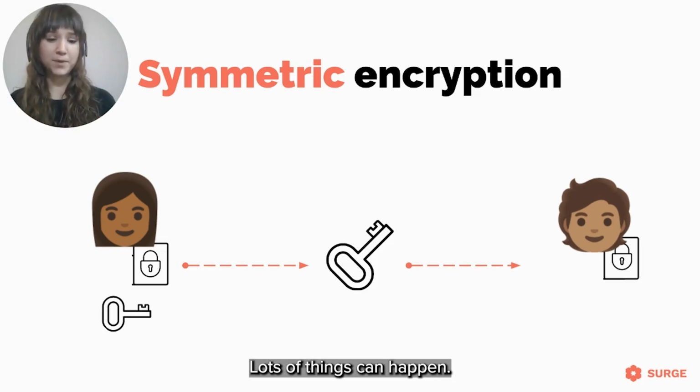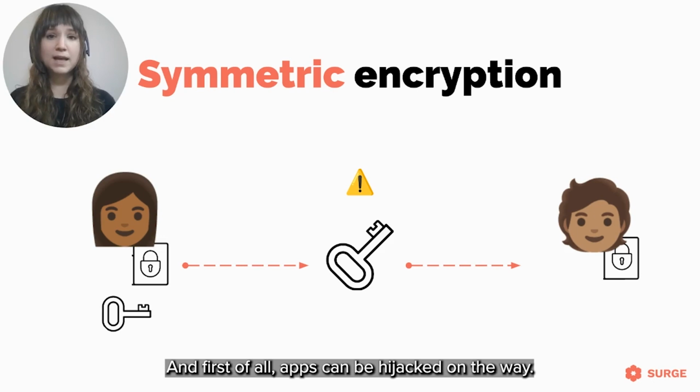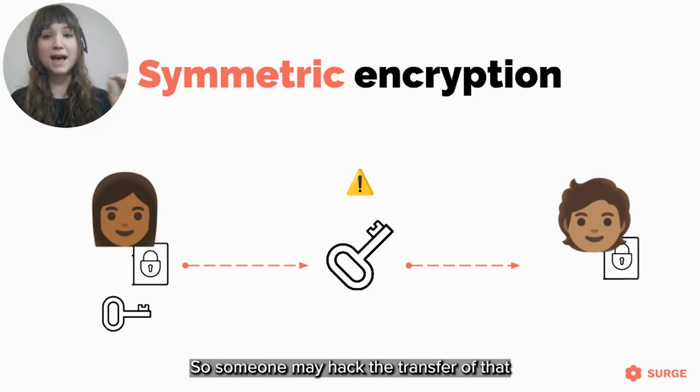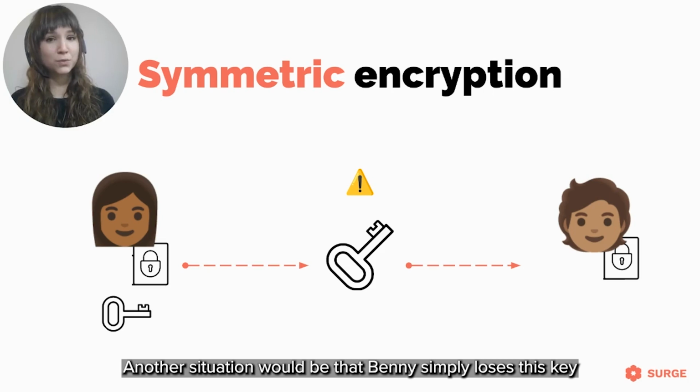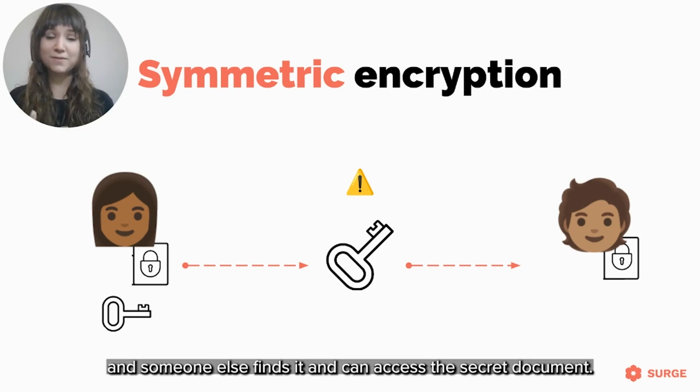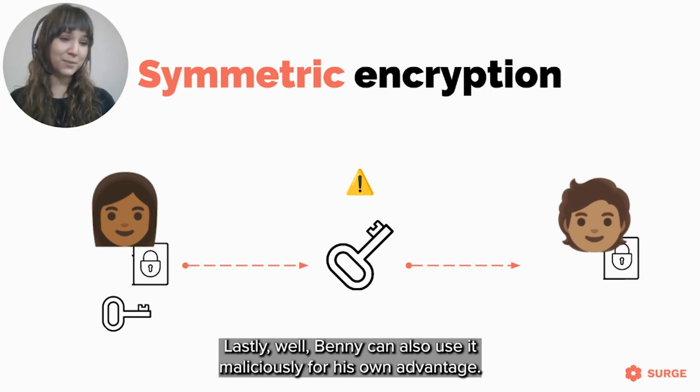This is not a perfect solution though, because when Mandy is passing the key to Benny, lots of things can happen. First of all, it can be hijacked on the way. So someone may hack the transfer of that key and get access to the information. Another situation would be that Benny simply loses this key and someone else finds it and can access the secret document. Lastly, Benny can also use it maliciously for his own advantage.